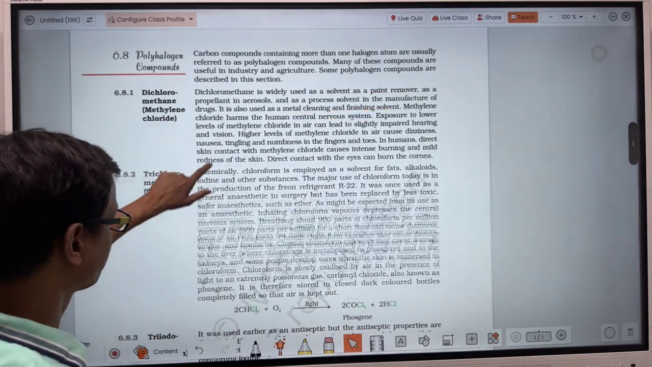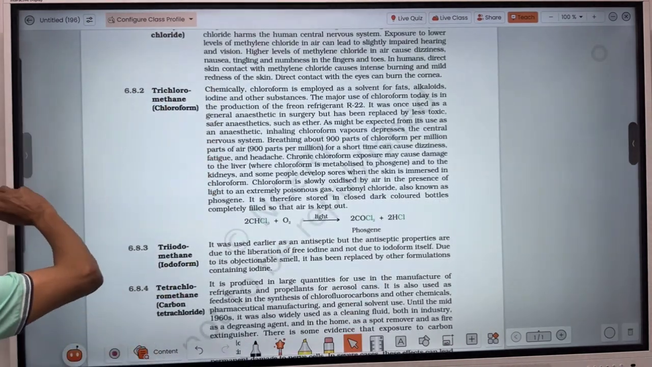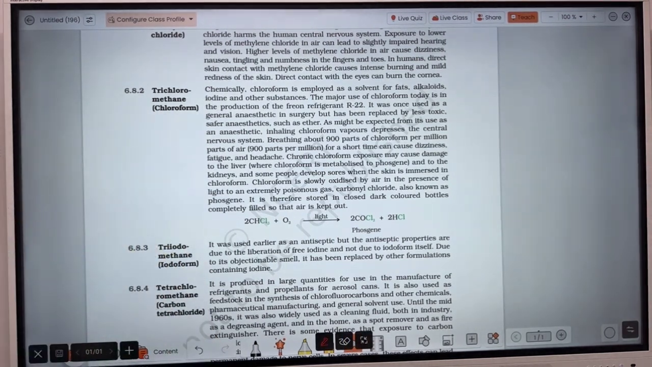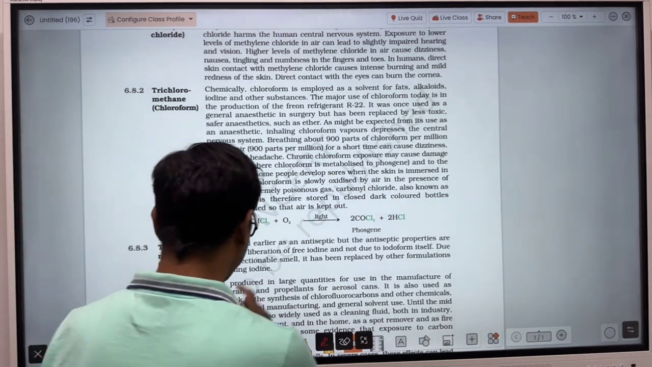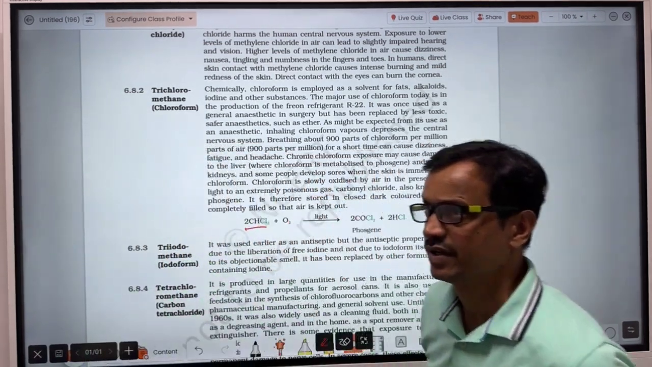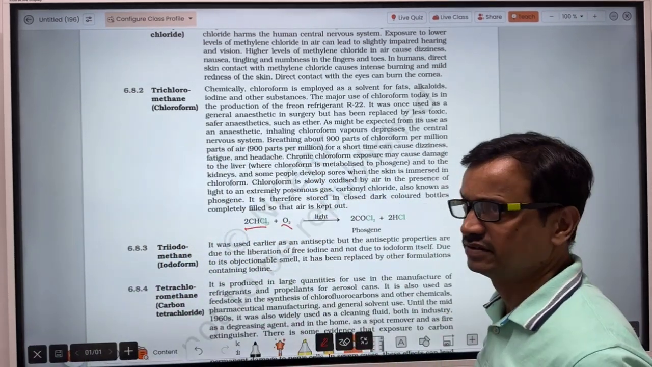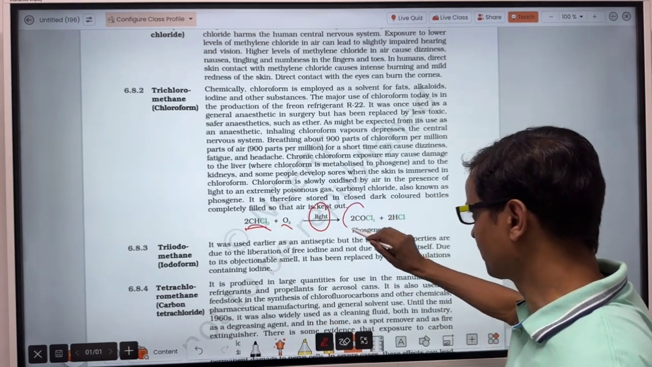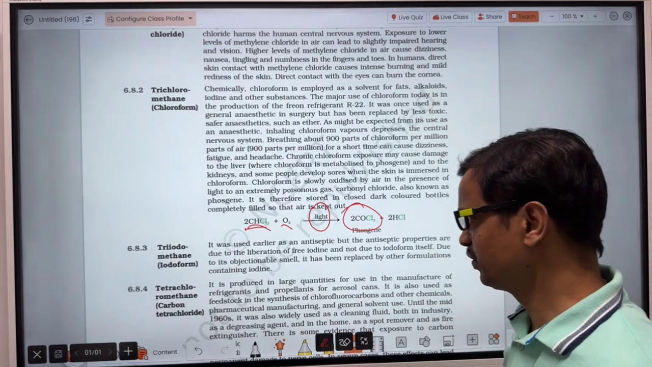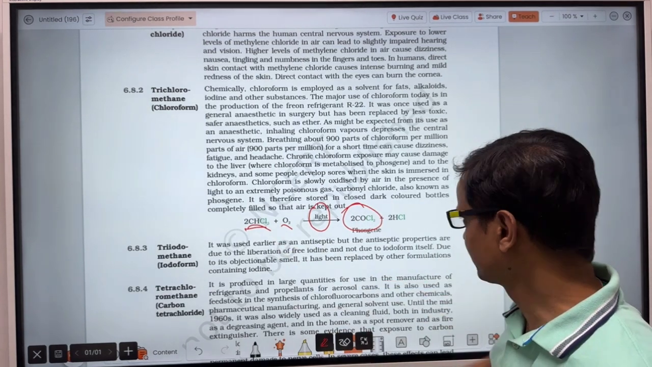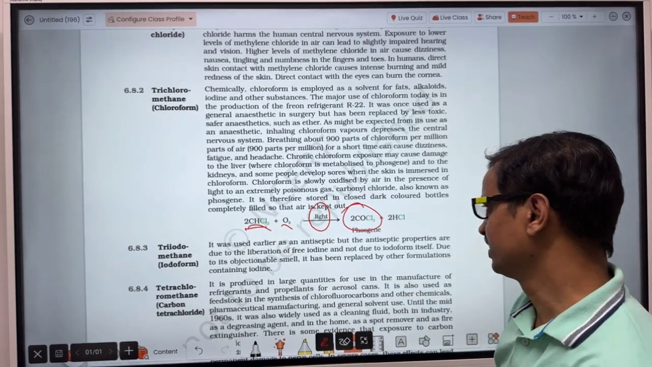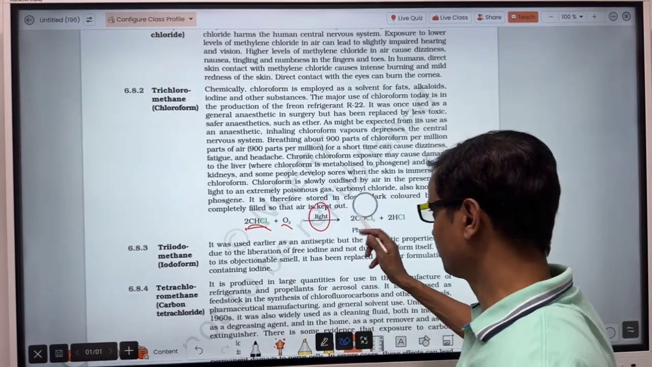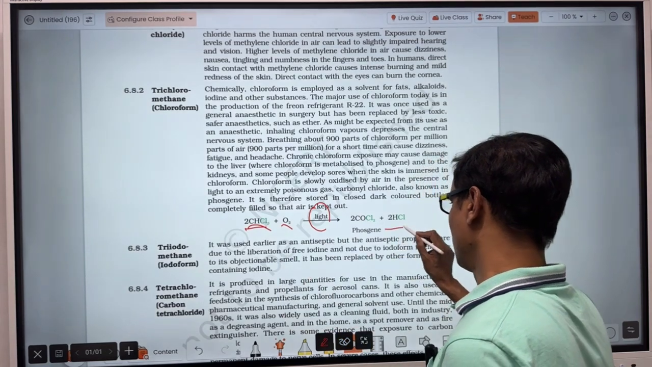Then after is trichloromethane, also called chloroform. The most important point about chloroform, or trichloromethane, is that when it comes in contact with oxygen in the presence of sunlight, it forms phosgene, COCl2. The chlorine atom is removed from here and oxygen gets attached, so there will be formation of phosgene. It is also poisonous.